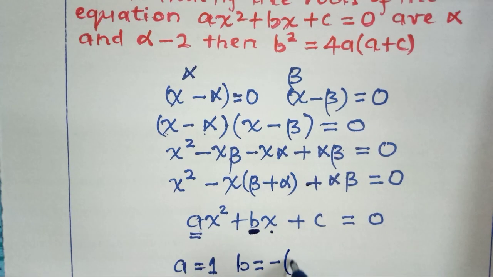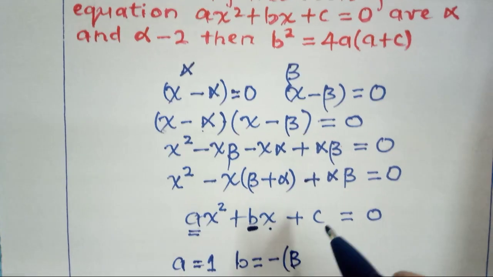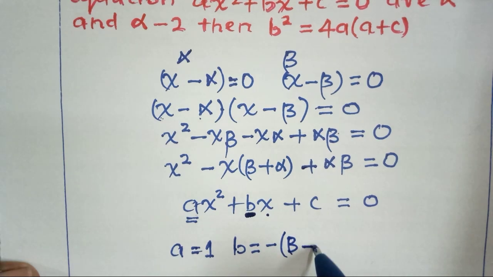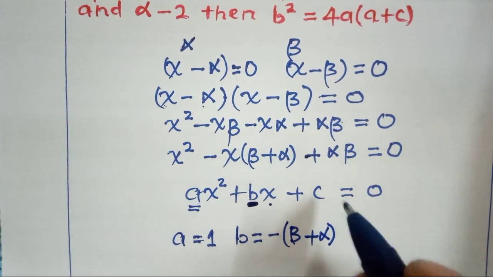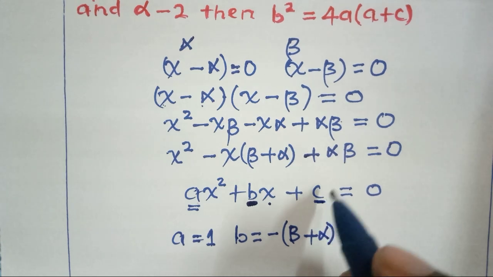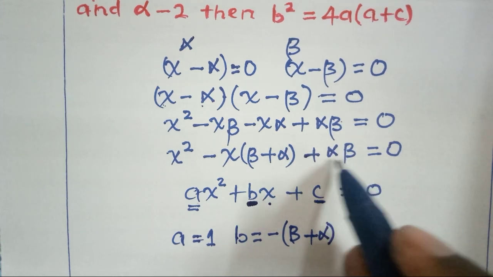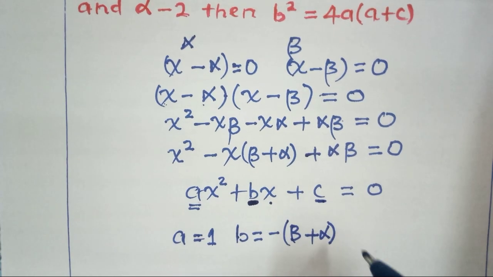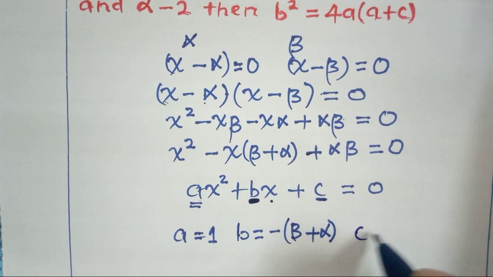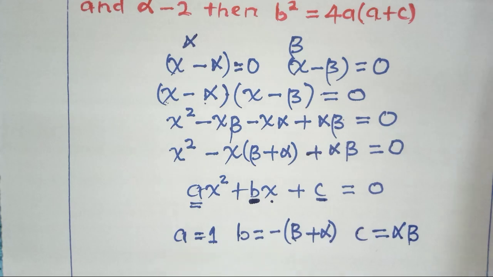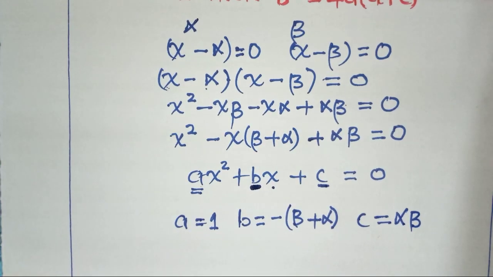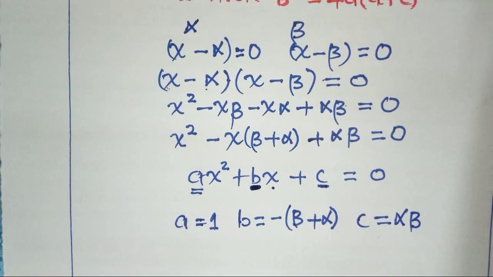Then beta plus alpha, like that. Then we come to c. C is a constant. So if you look at this equation and this equation, you shall notice that our c should be equal to alpha multiplied by beta. Guys, let us go now to the question.